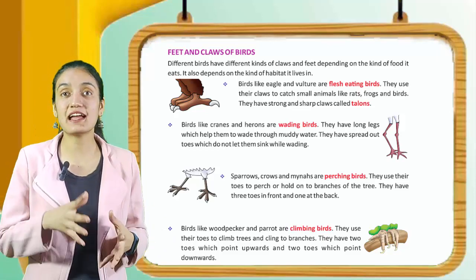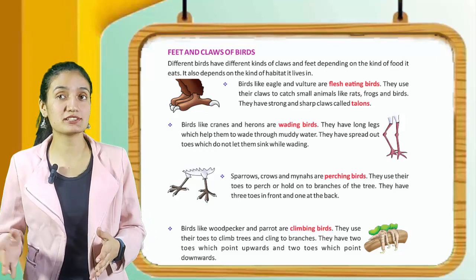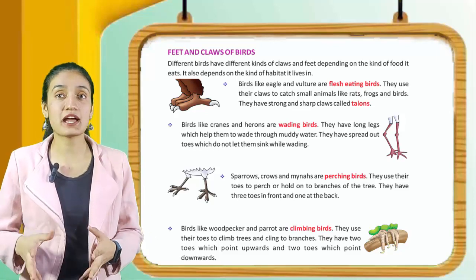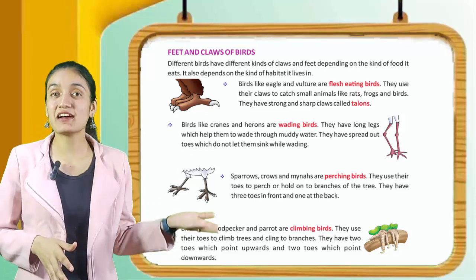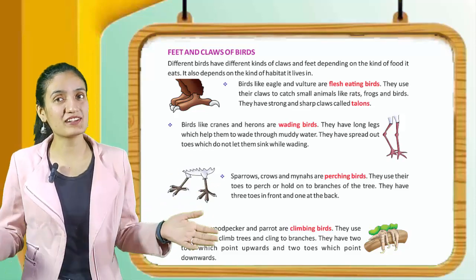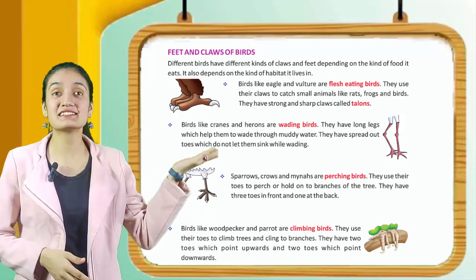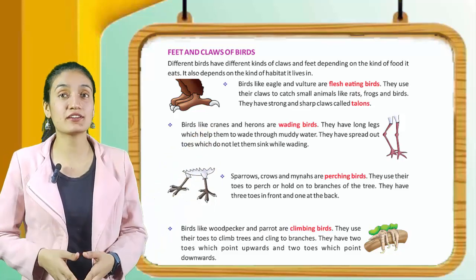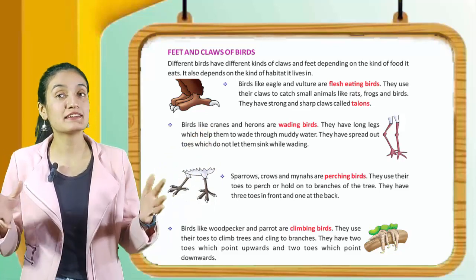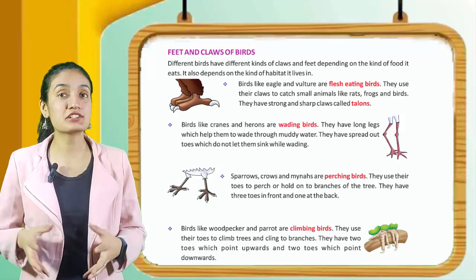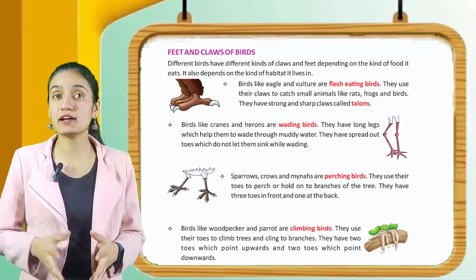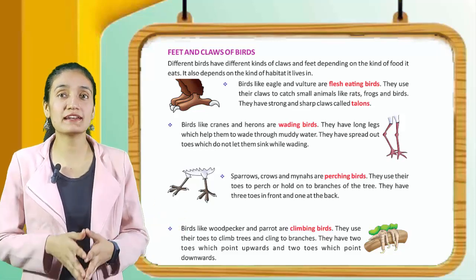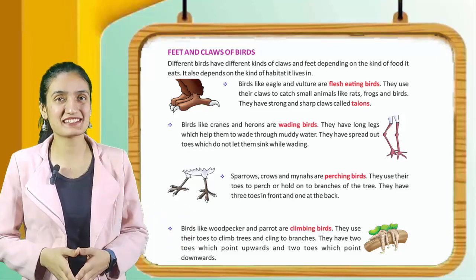Birds like eagles and vultures are flesh-eating birds. They use their claws to catch small animals like rats, frogs and birds. They have strong and sharp claws called talons. Next, birds like cranes and herons are wading birds. They have long legs which help them to wade through muddy water. They have spread out toes which do not let them sink while wading.